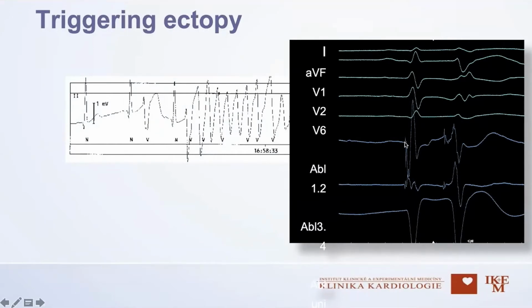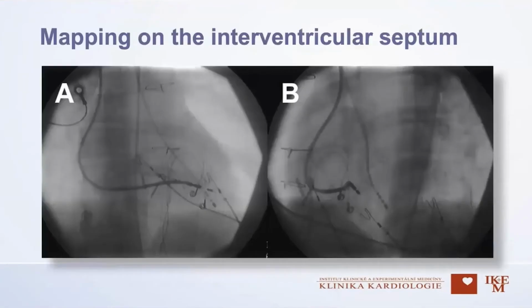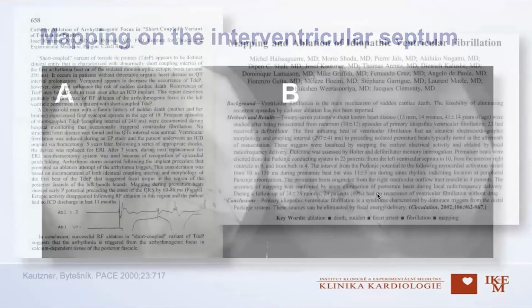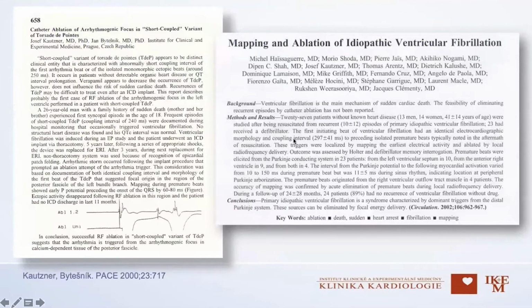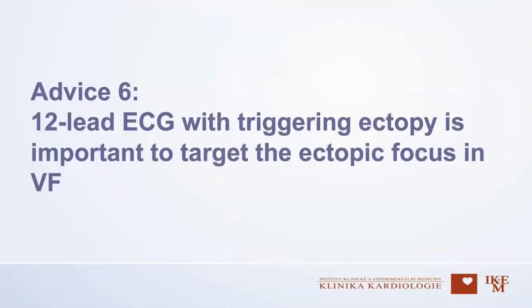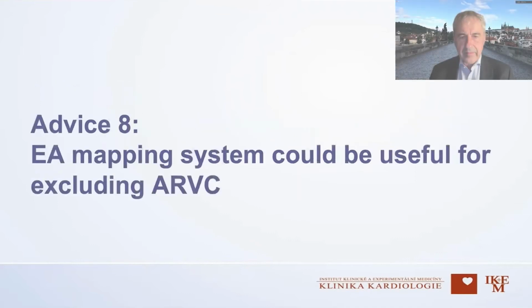You see Purkinje potential here, and during ectopy, this is of this ectopy, and this was before the advent of electroanatomical mapping system. Here you see ablation catheter on the septum, and later we did collaborative study with Michel Hassager, and this was the first publication in 2002 in Circulation. So in these cases, 12-lead ECG is very important because then you know where to go and ablate in Purkinje system.